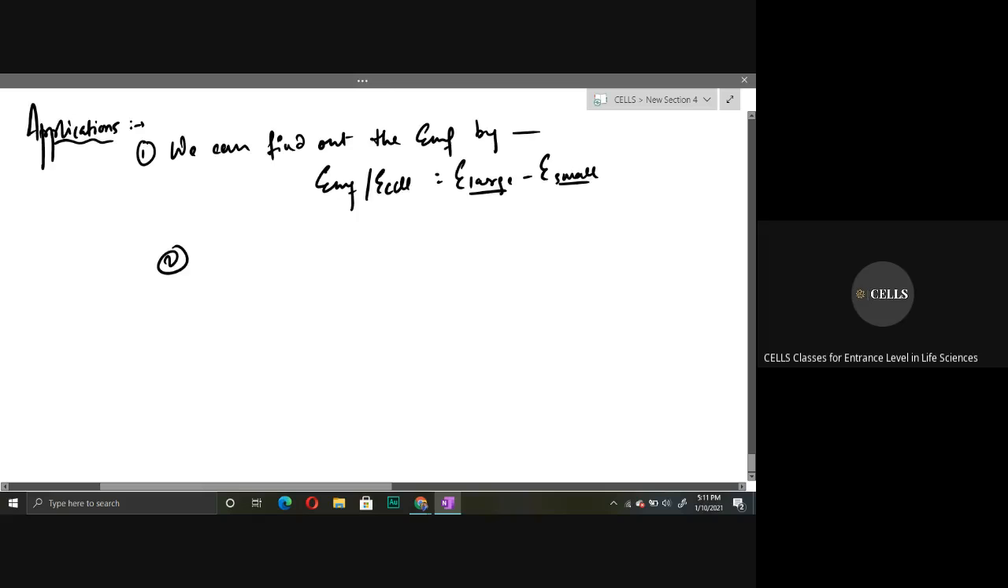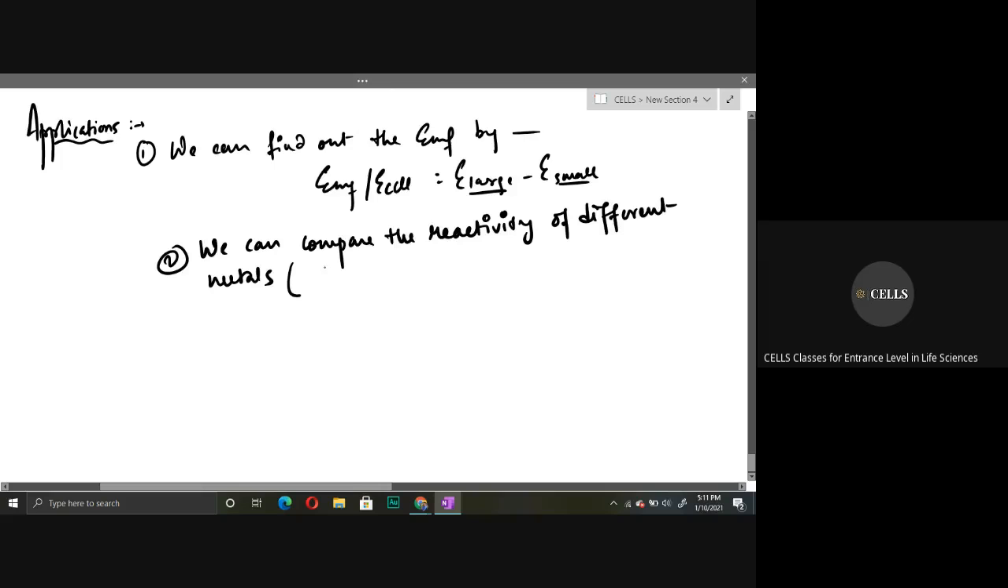Second application: we can also compare the reactivity of different metals. Less reduction potential means it indicates more reactivity.